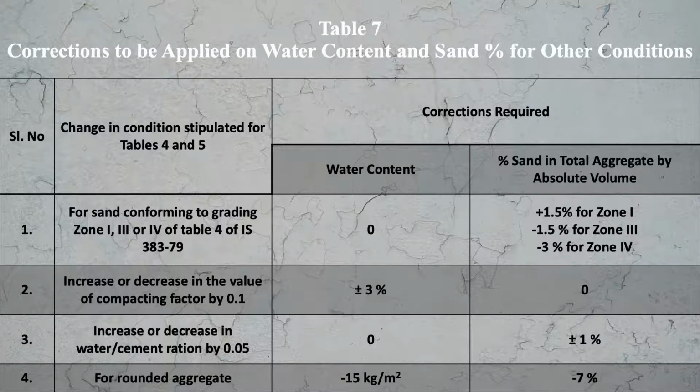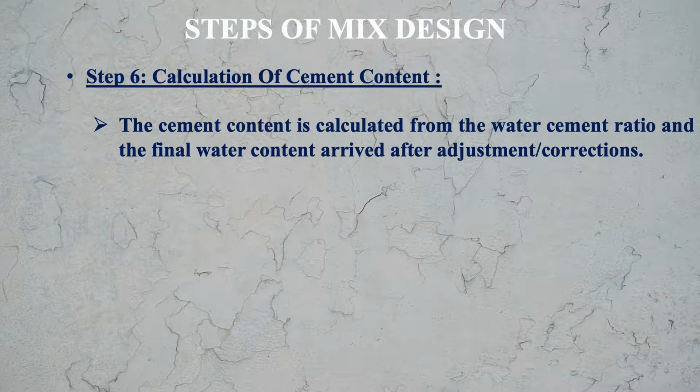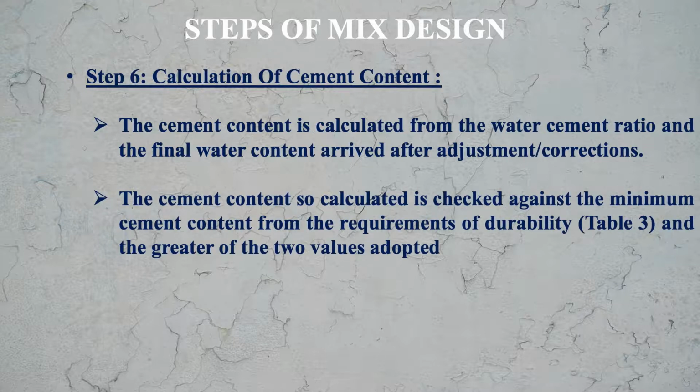Now let's move to the next step, which is step 6. Calculation of cement content. The cement content is calculated from the water cement ratio and the final water content arrived after adjustment or corrections. The cement content so calculated is checked against the minimum cement content from the requirement of durability that is given in table 3, and the greater of the two values is adopted.